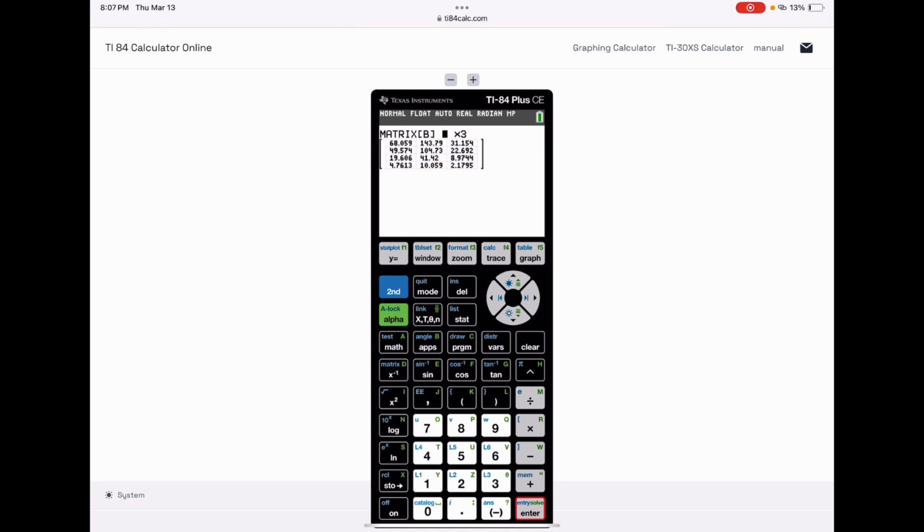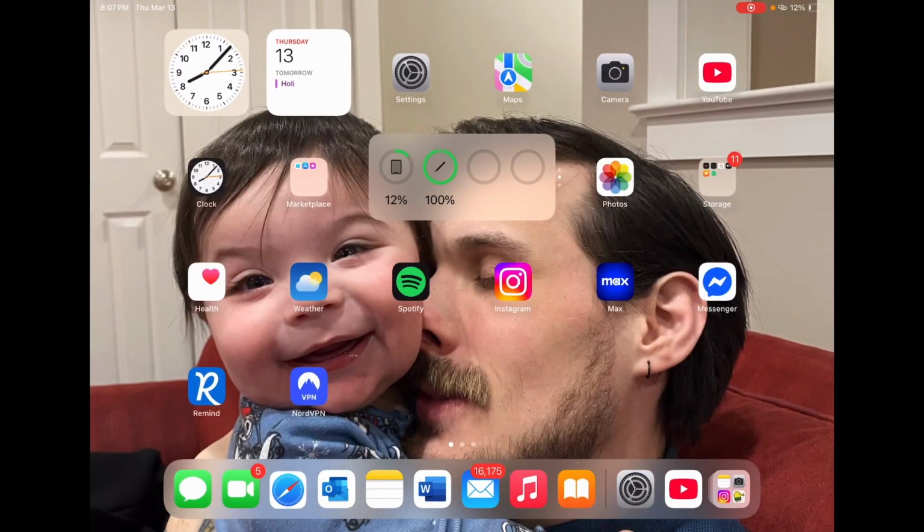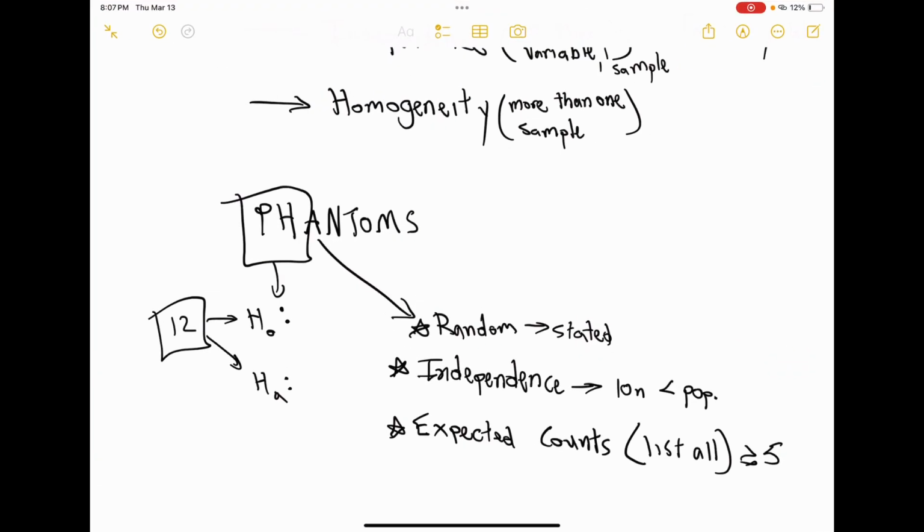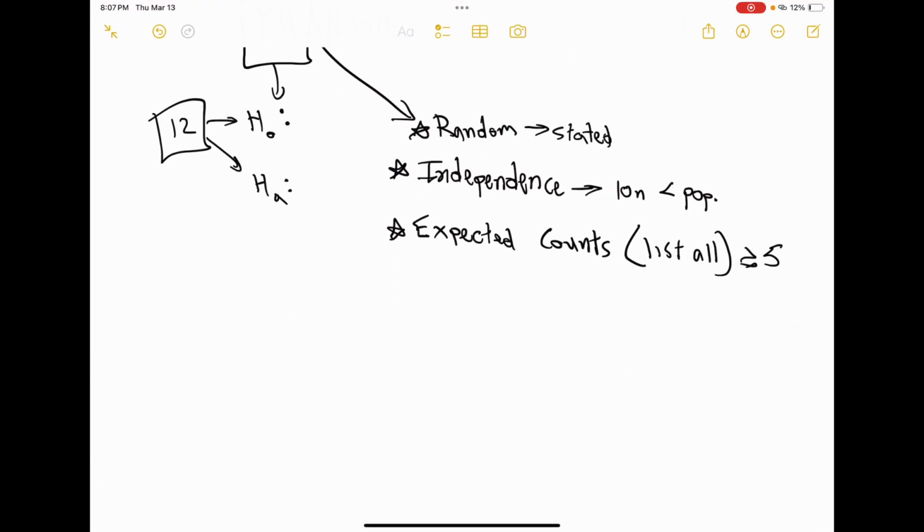If they are working, you should list every single one of them. If it's not, list the ones that are not working and state that the following values are not functional and therefore they do not meet our expected counts and we cannot run a chi-squared test. Okay, going right on back to where we were. We've done almost everything that we need to do.